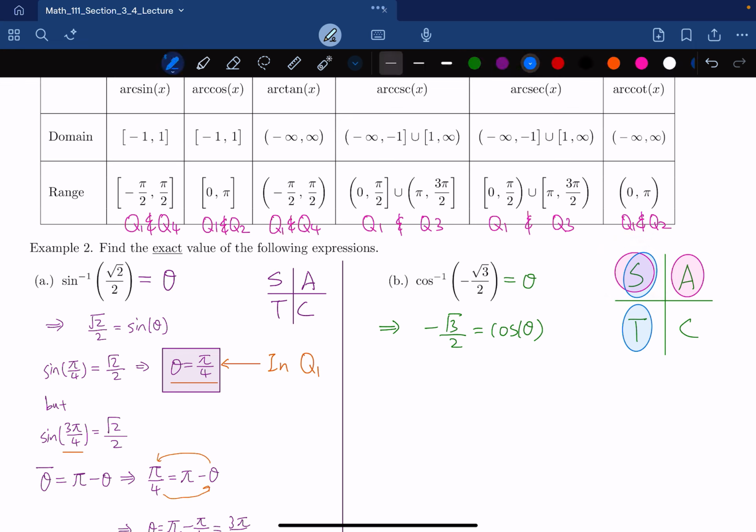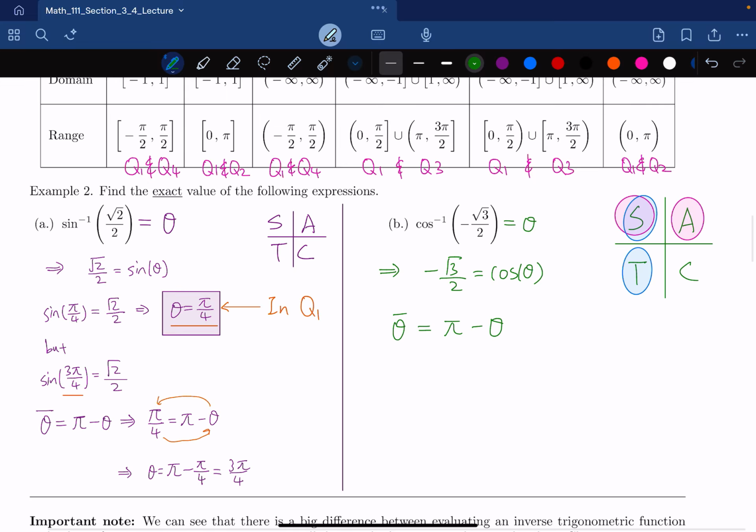Once I know that my theta is in quadrant 2, therefore, going back to the same reasoning as before, cosine theta should be negative. That's part of the given. But the theta can be calculated using the reference angle. Turns out in this case, the reference angle, because it's the same quadrant, follows the same formula. The reference angle is equal to pi minus theta.